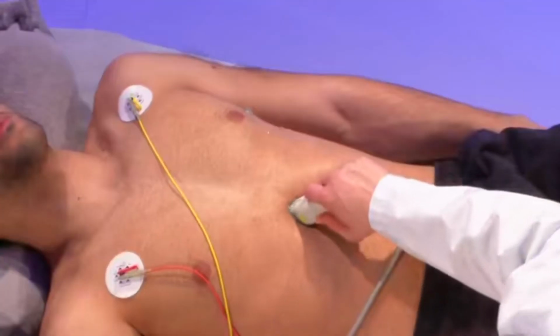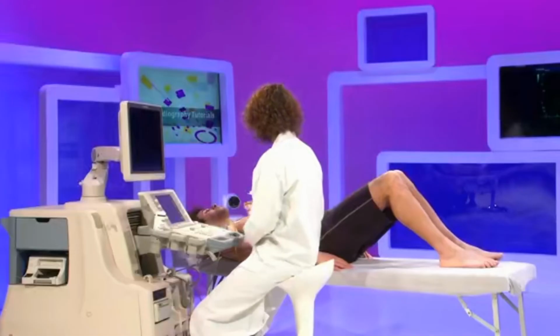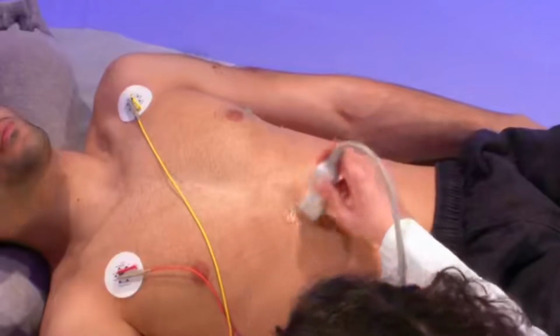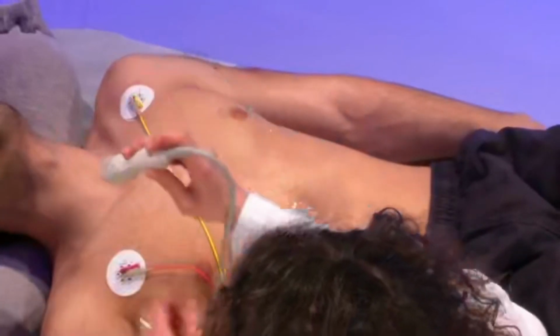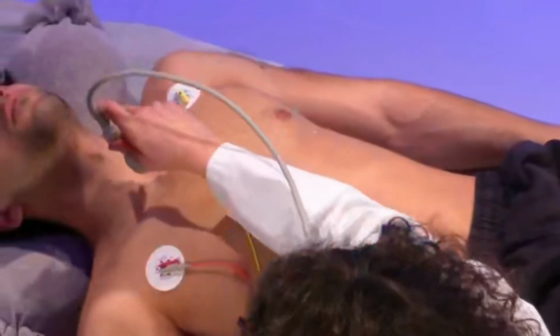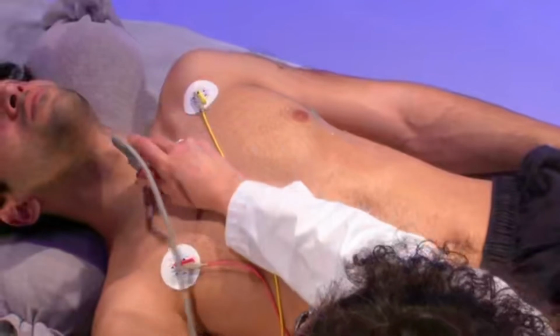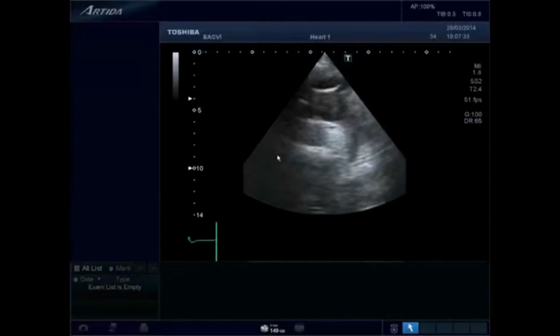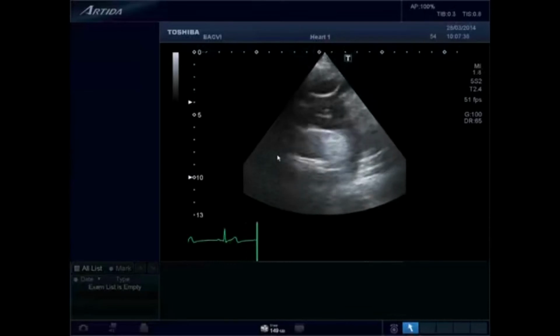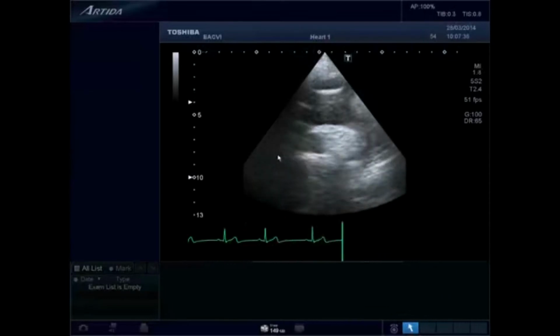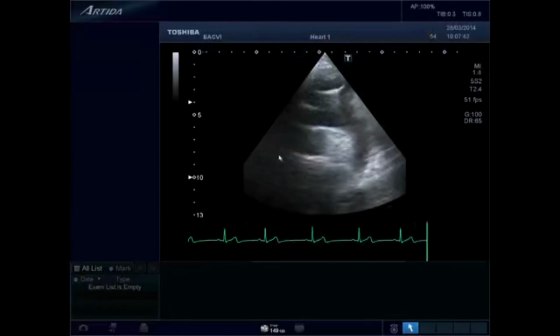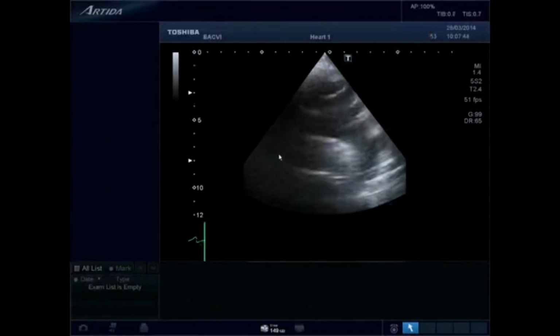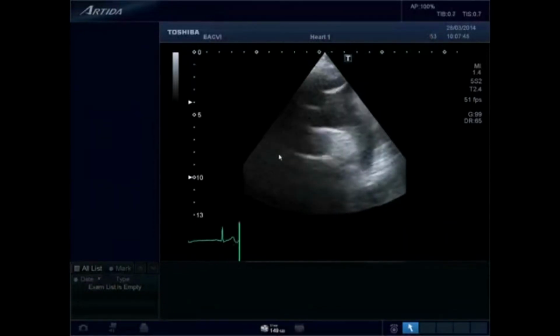Okay, so now let's see the suprasternal views. So I will ask the patient to put the head like this. My marker is in direction of the head of the patient. I am decreasing the depth in order to focus on the aorta. Decreasing the depth again.